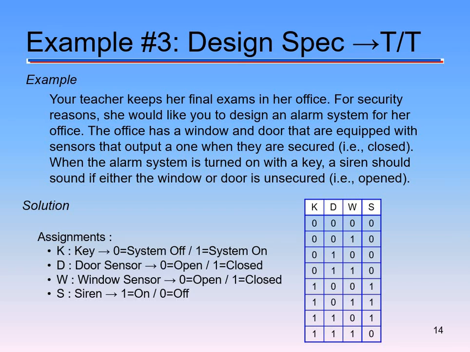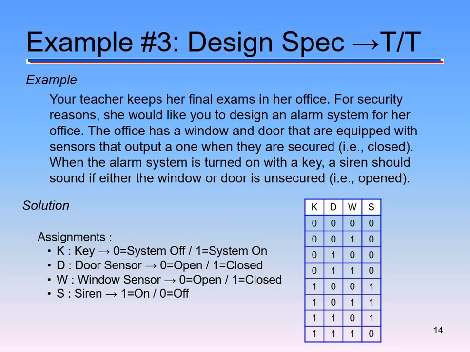Then let's look at the next scenario, 110. The key is in, right? So the alarm is armed. Then we have what? The door is a 1, but the window is a 0. The window is open, so we will have a siren or an alarm. So 110 produces a 1.